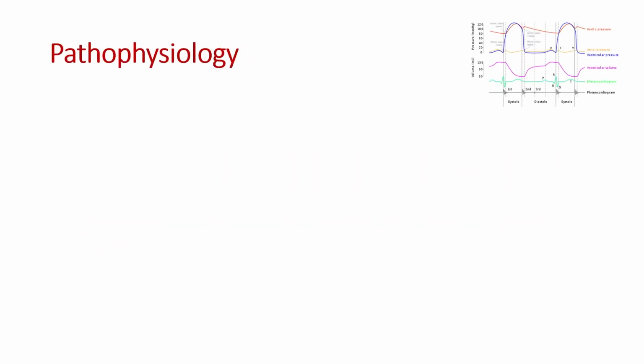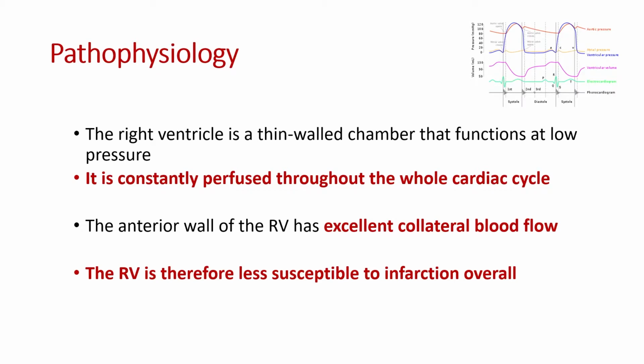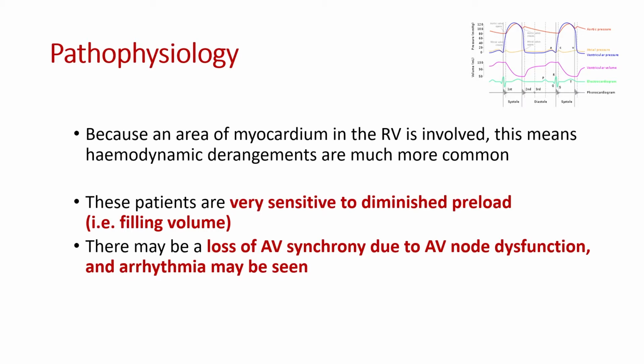Well, what does the right ventricle do? It's thin-walled, it functions at low pressure, it's perfused throughout the cardiac cycle because it's supplied by the right ventricular circulation. It has excellent collateral blood flow, and that's why it isn't that common to be infarcted by itself, because it has good collateral blood flow. But because the right ventricle is involved, there is a much higher chance of hemodynamic derangements, of hypotension, and these patients are very sensitive to diminished preload, i.e. the filling volume of the heart.